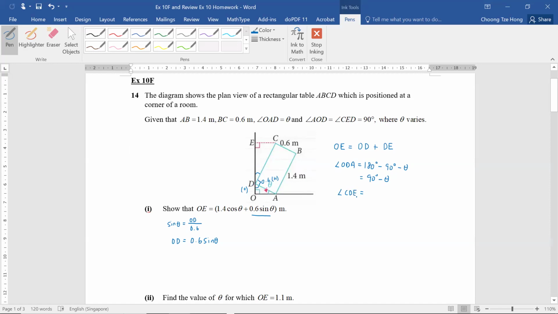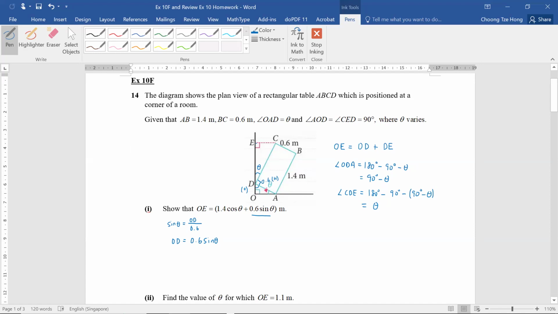Angle CDE is angles on a straight line. So angle CDE plus the 90 degrees CDA plus angle ODA is angles on a straight line. So angle CDE will be 180 minus the other two angles, so minus 90 minus ODA, which we have found earlier to be 90 degrees minus theta. If you do the calculation, you actually get theta. So this angle over here will also be theta.